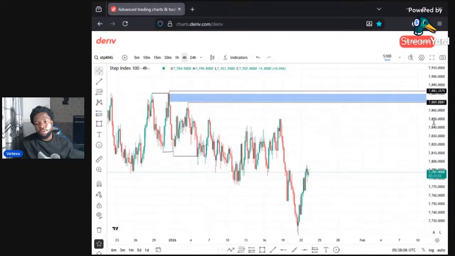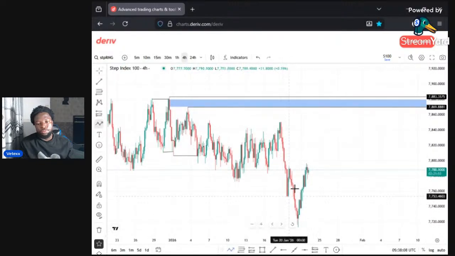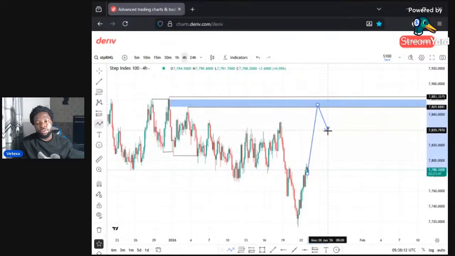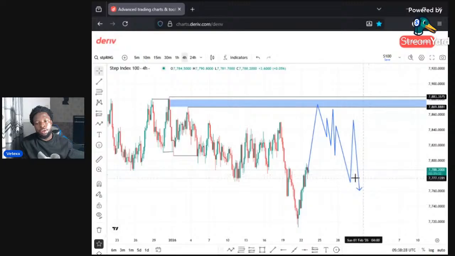So we're anticipating price to come up into this zone and start giving us continuation on the 15 minutes time frame, and they start selling in the opposite direction. So this is what you're anticipating on the 15 minutes time frame. When price taps into this POI and starts pushing in the opposite direction, we start anticipating continuation. Okay, so this is what you have on Step 100.